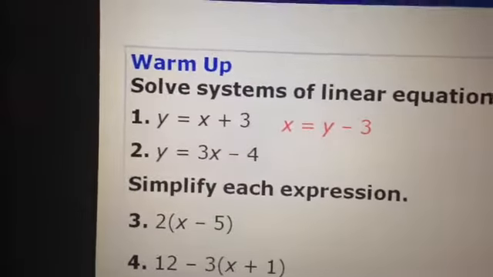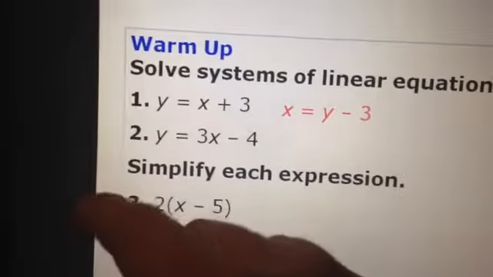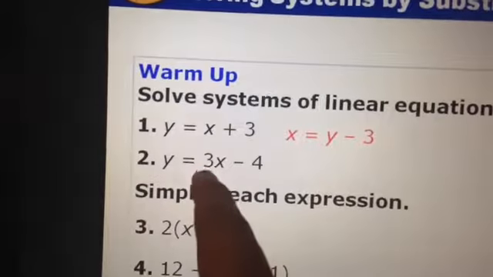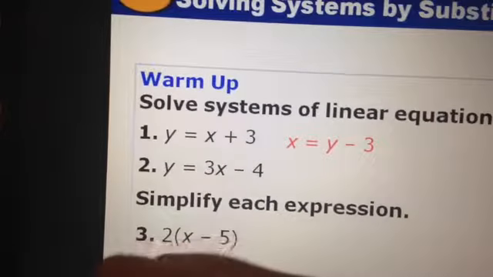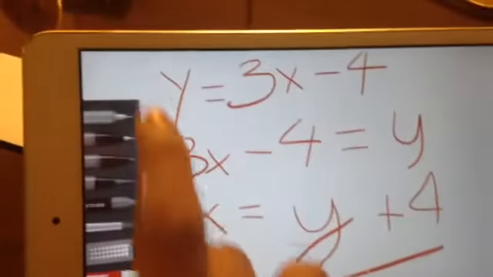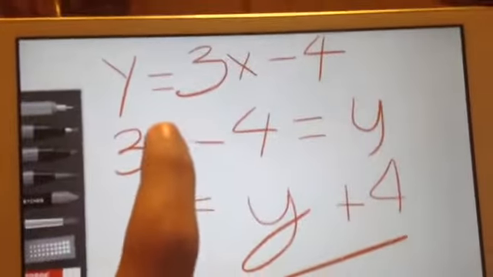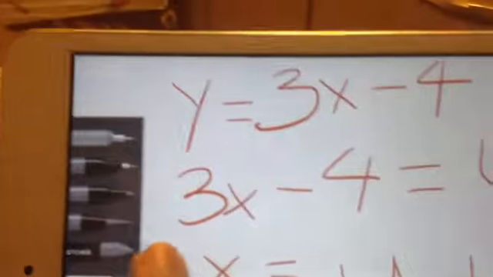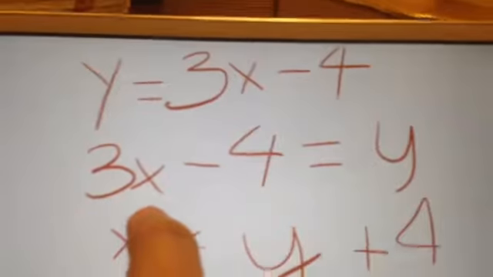The next problem is actually like the same as the first one, but we see the x has a 3 in it, so we know we have to simplify that. So let's show you how to do that. So y equals 3x minus 4.